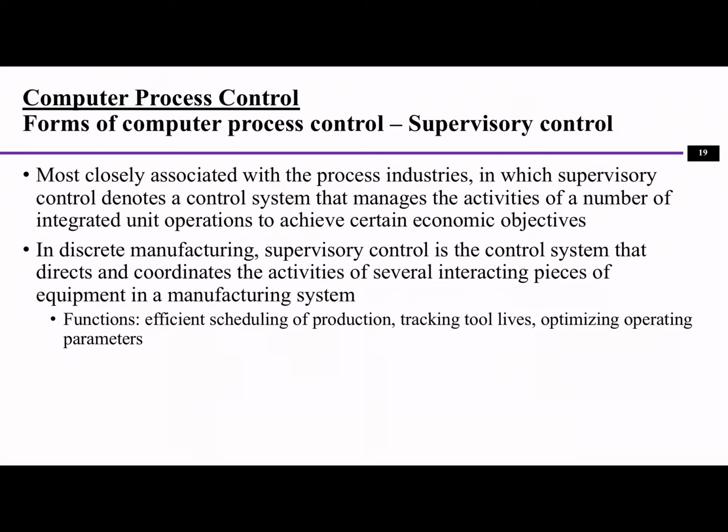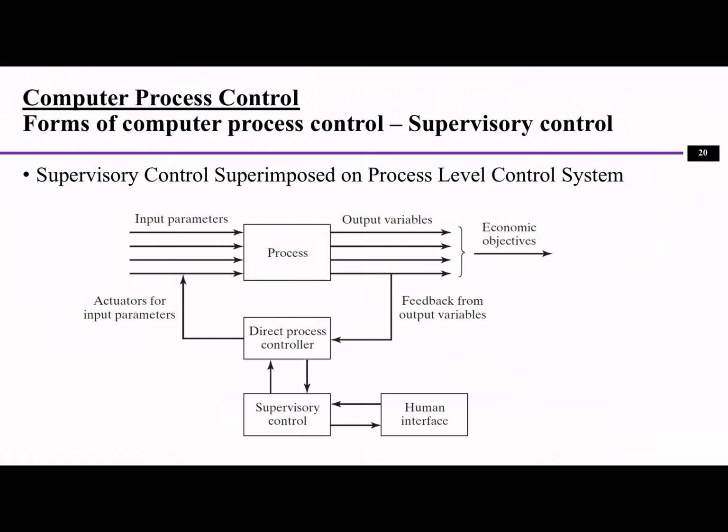Also, human or computer systems can start to use some algorithms to optimize the operating parameters to achieve a certain goal. So that's supervisory control, more of that at a higher level to make sure the whole processes and activities are working well.